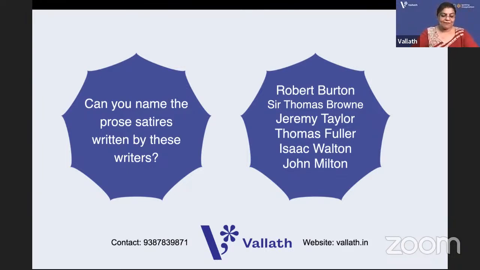It is called his left hand. Karthika is saying Three Men in a Boat, but that's a 20th century prose work. Three Men in a Boat is by Jerome K. Jerome, not Jeremy Taylor, Jerome K. Jerome.